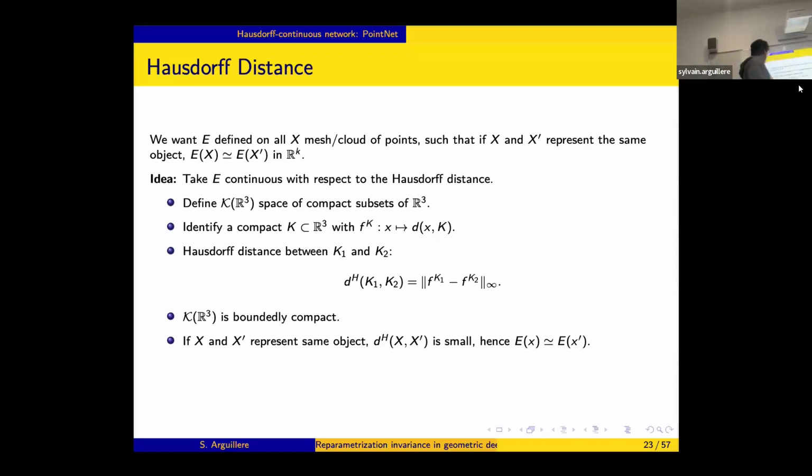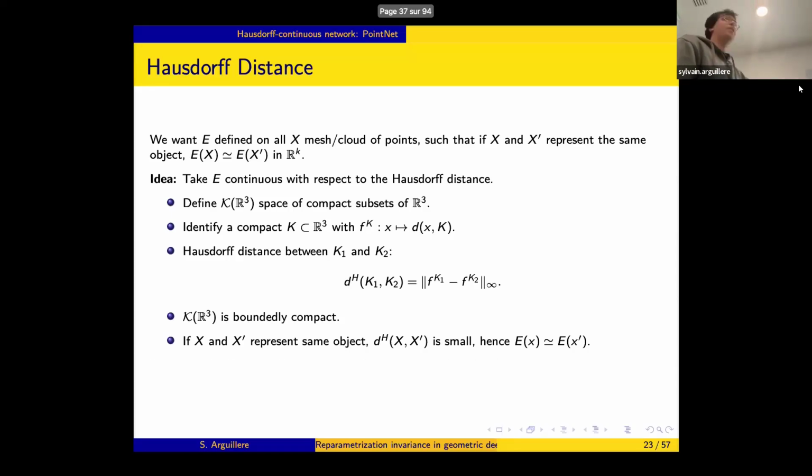Yeah, that's what I was saying. If you have two clouds of points that represent the same object, as a result, the distance between them will also be very small. And so if you have an encoder that is continuous with respect to this, or even Lipschitz with respect to this distance, you will get something that satisfies our conditions.